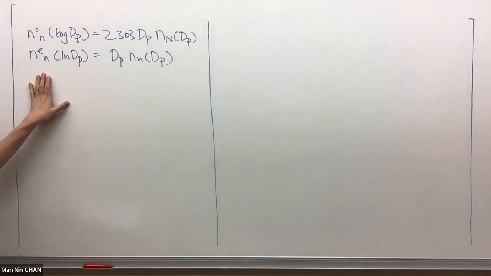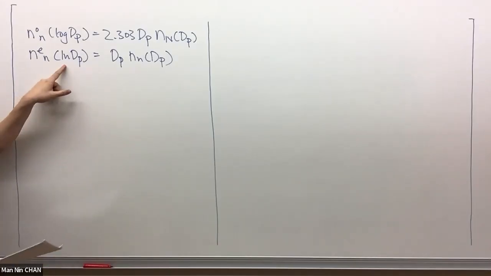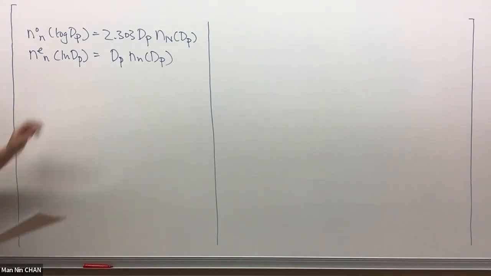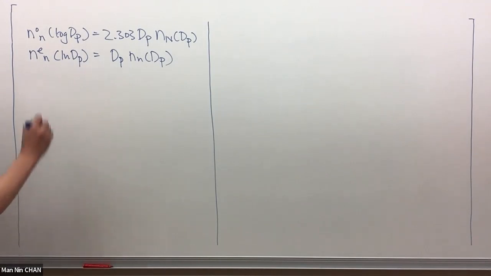And here is another example. In case you want the log scale to the natural log, this is just trying to relate the size distribution on different variables. Okay, so this just gives you some ideas.